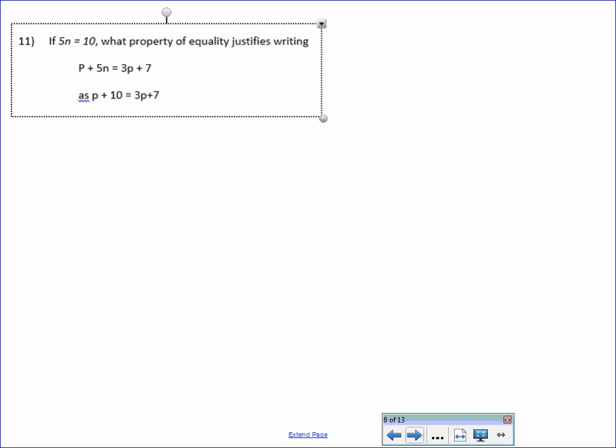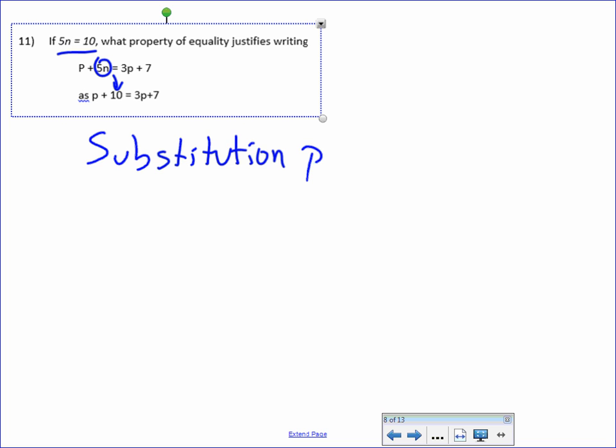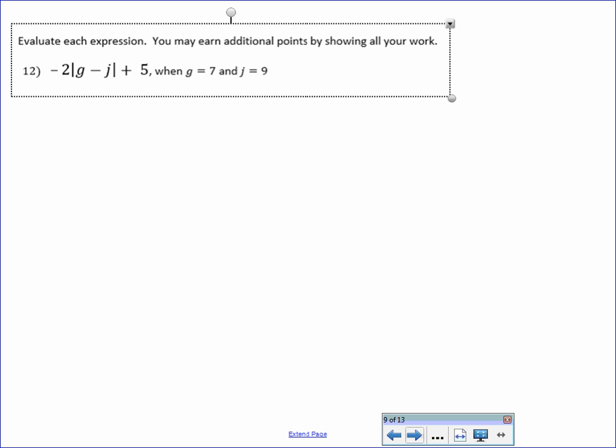Number 11. If 5n equals 10, what property of equality justifies writing p plus 5n equals 3 plus 5n, as p plus 10? And that is so we change this into that, which is the substitution property. Which was the missing one from that matching.